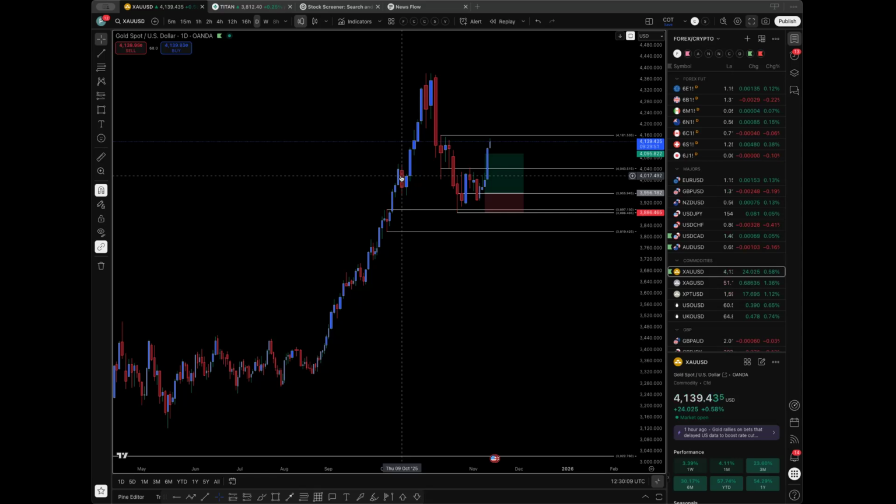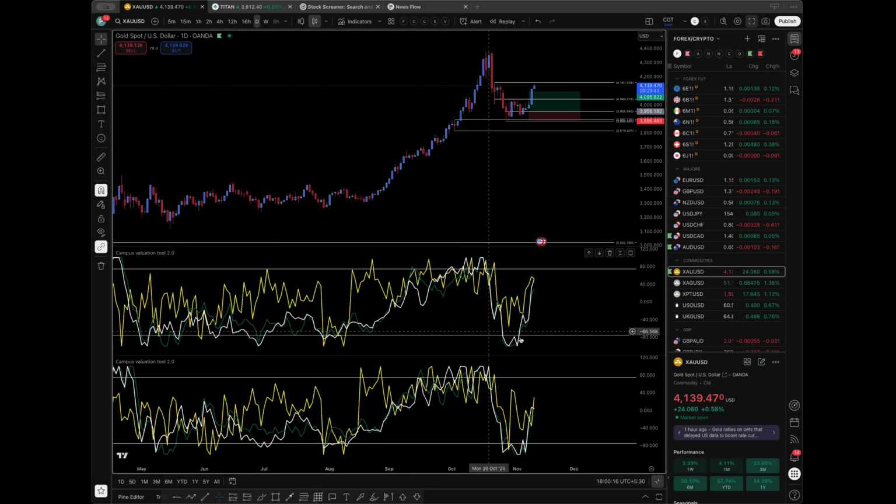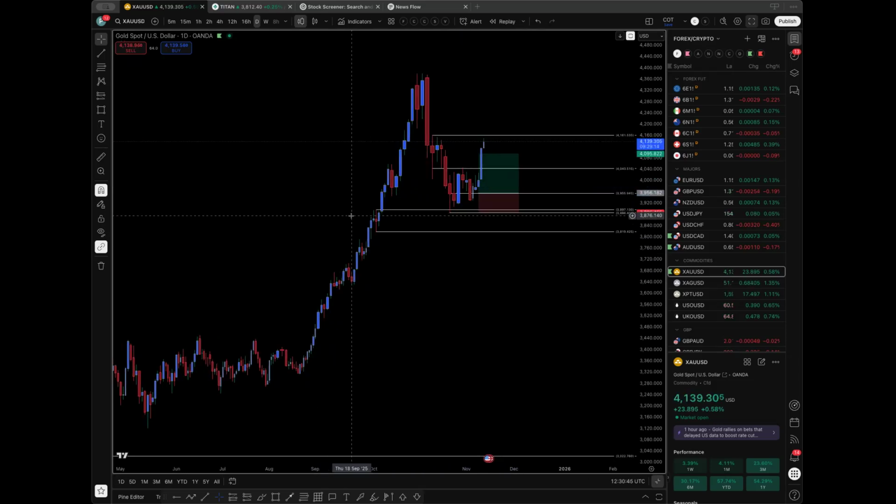Whenever I'm looking to buy an asset like gold, I always tend to look at the valuation against dollar. So here, when price dropped into this level, this demand zone, the valuation of gold was not really undervalued. So I always look at this valuation of gold against the US dollar. So again, this is where the valuation dropped to undervalued. And this is one of the confluences I look to trade.